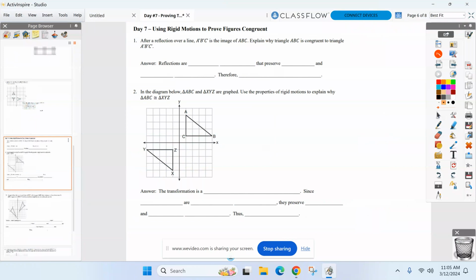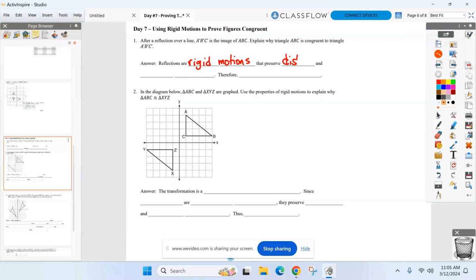Everyone agrees? All right, so here's the wording I need by filling in the blanks now. Reflections are, we have a term for it. This doesn't change size or shape. Those are types of rigid motions. Yep, so reflections are rigid motions, and I'll help you with the rest here, that preserve distance.